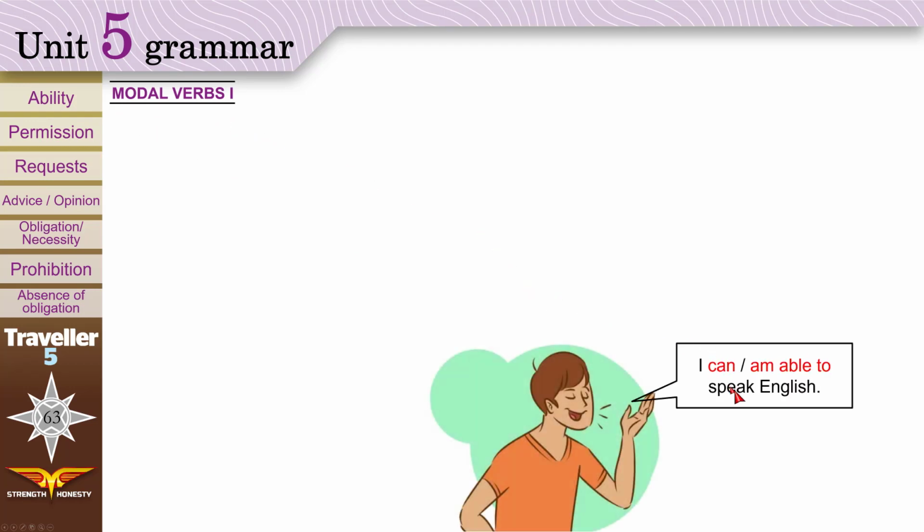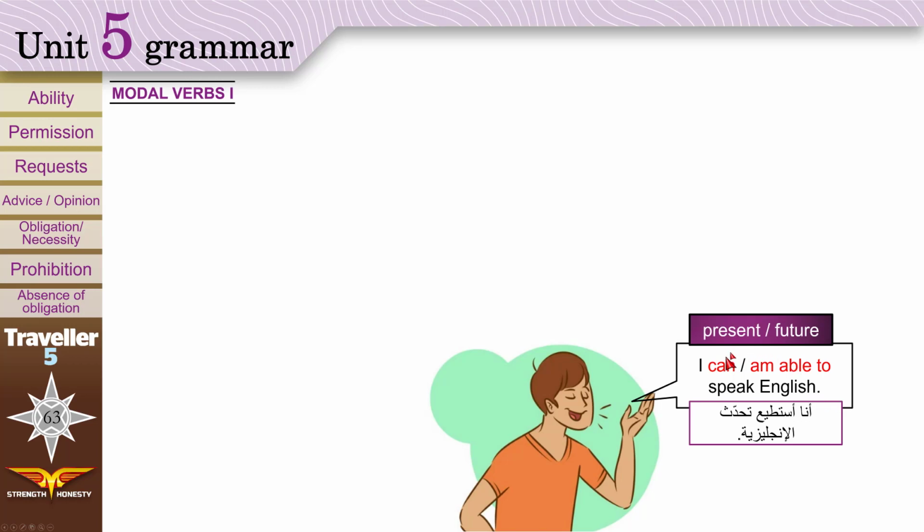I can speak English, or you can say, I am able to speak English. This is now. We use can and able to express ability in the present or future.